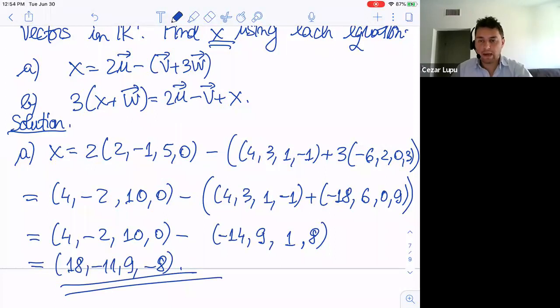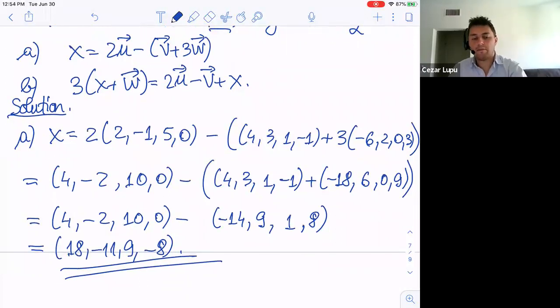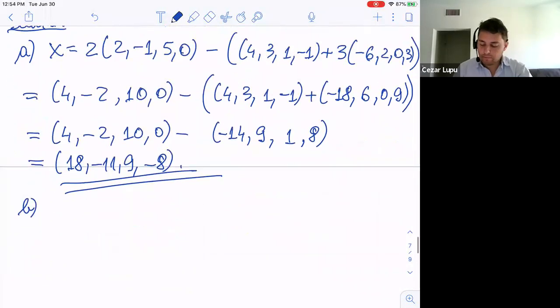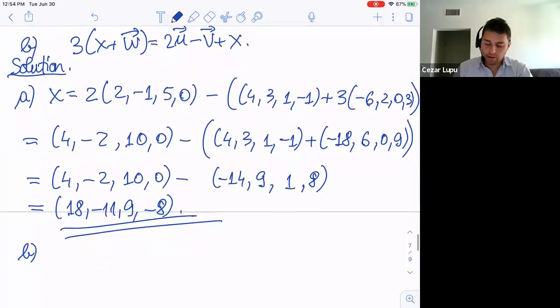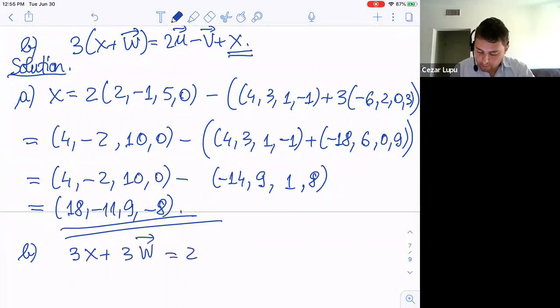Now for part B, it's the same thing. I'm not going to do it. I'm just going to tell you the idea. So you just isolate x in this equation. So x will be equal to, oh, we also have a 3 times x. Okay, let's do the computations a bit. So we have 3 times x plus 3 times w equals 2u vector minus v vector plus x.